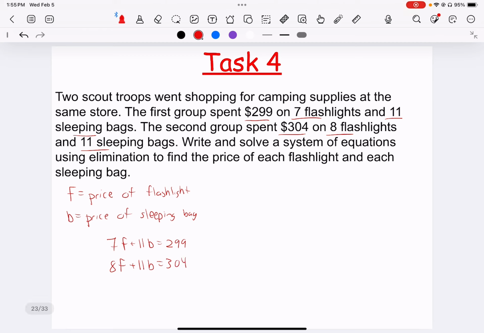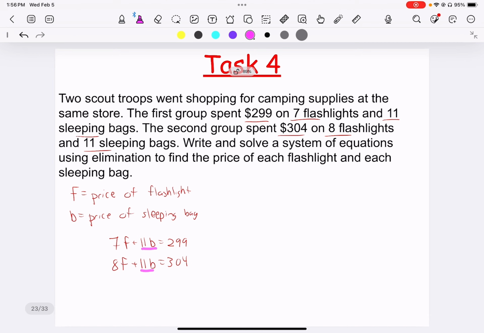Using elimination, because the equations are lined up, so elimination is best, I noticed that the B's have the same coefficient and they're the same sign. So I'm going to subtract my 2 equations. 7F minus 8F is negative 1F. 11B minus 11B is 0, so that cancels out. 299 minus 304 is negative 5. So I divide both sides by negative 1. F is equal to 5.